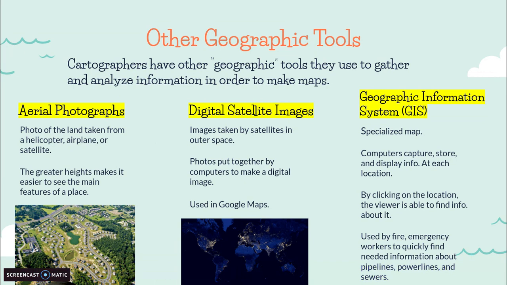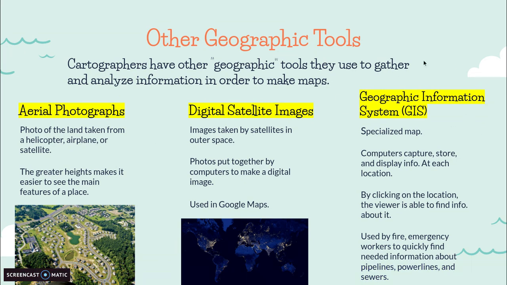Images taken by satellites in outer space. These photos taken from these satellites are put together in computers to make a digital image. All right, so they use these satellite images to make a complete digital image, and these are used in Google Maps. So if you or your parents use Google Maps, they use digital satellite images to create these maps.